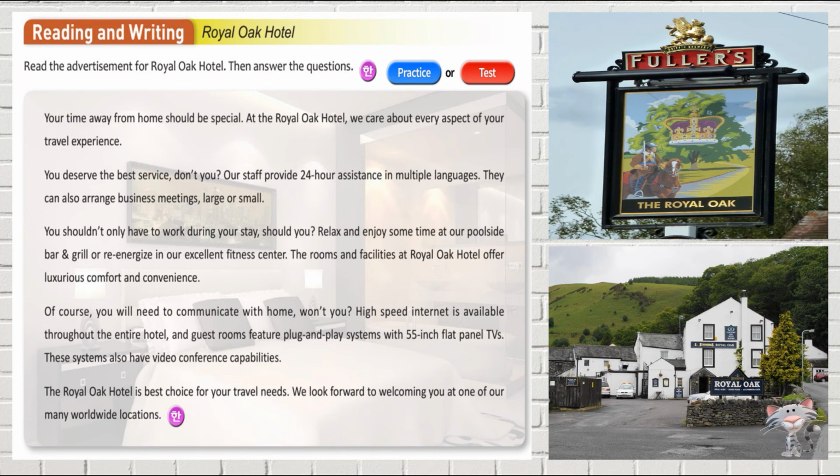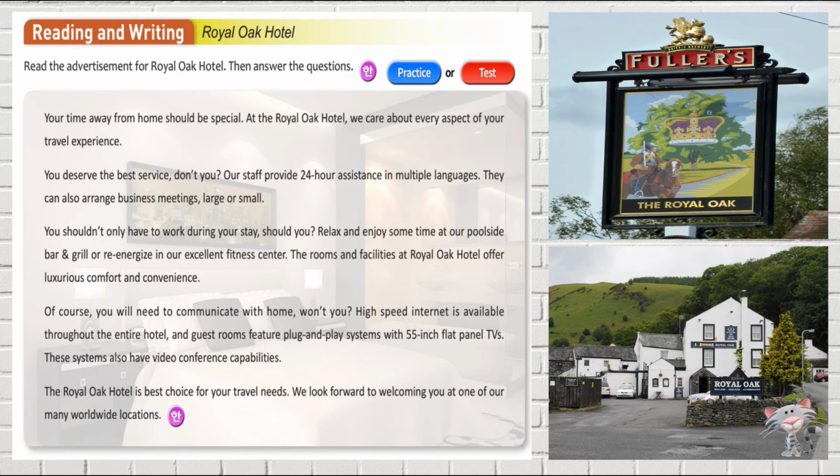The rooms and facilities at Royal Oak Hotel offer luxurious comfort and convenience. Of course, you will need to communicate with home, won't you? High-speed internet is available throughout the entire hotel, and guest rooms feature plug-and-play systems with 55-inch flat panel TVs. These systems also have video conference capabilities. The Royal Oak Hotel is the best choice for your travel needs. We look forward to welcoming you at one of our many worldwide locations.